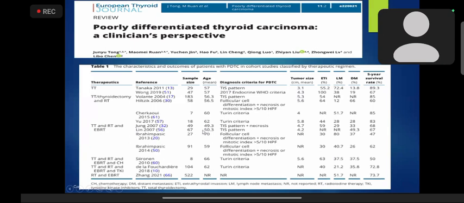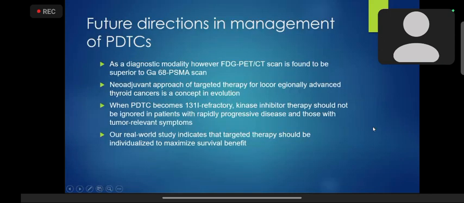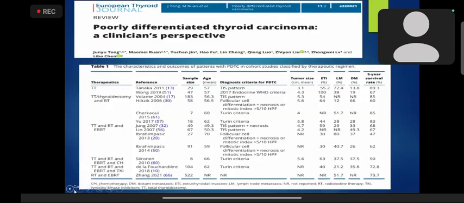all treatment modalities for poorly differentiated thyroid cancer, and most of the studies have used Turin criteria for diagnosis, in which we can see that there is survival of 83% and 85%, which is the highest among them, in which tumor size is 4 centimeters and lymph node metastasis is 51.7% in Cherkew et al.